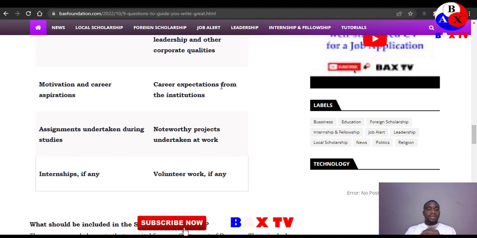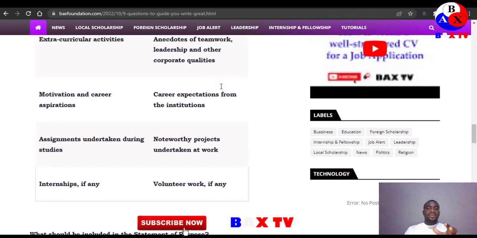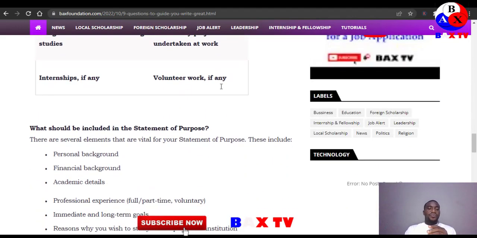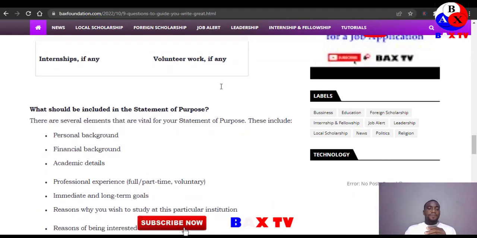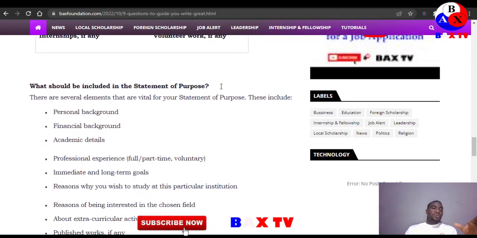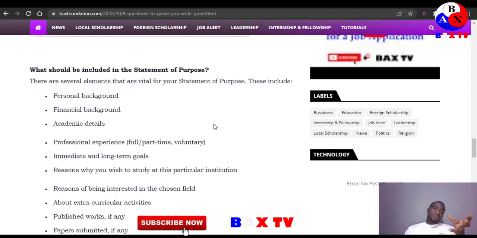It must come here. So these are basically some few things that you need to do for the statement of purpose. So what should be included? This is just throwing more light on what we have done. These are several elements that are vital for your statement of purpose. This includes your personal background, yes, we talked about that, your financial background, your academic details, your professional experience, full or part-time. If it's voluntary, you need to talk about it here.